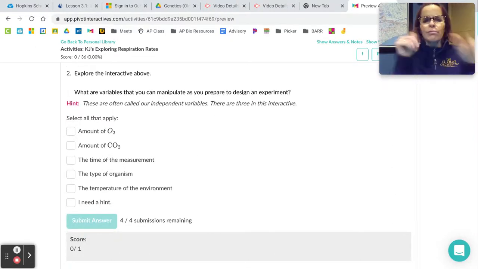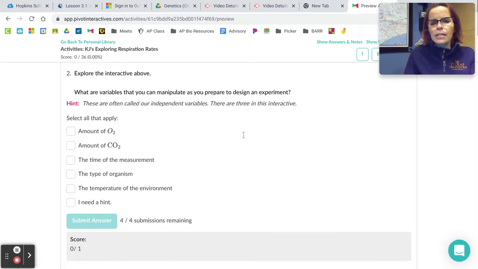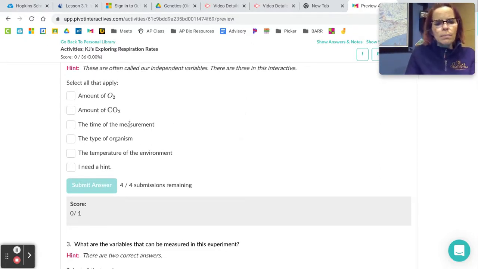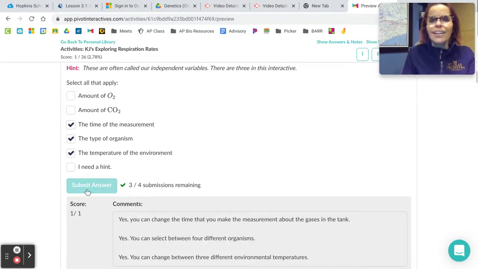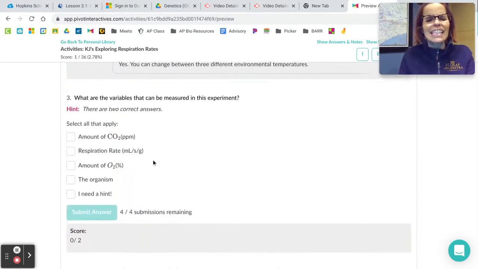Explore the interactive above. We already did. What are the variables that you can manipulate as you prepare to design an experiment? It says there are 3 that we can manipulate. We can manipulate the type of organism, the temperature of the environment, and how long we measure it for. So I'm going to go ahead and hit submit answer, and you have it done. See how easy this is?